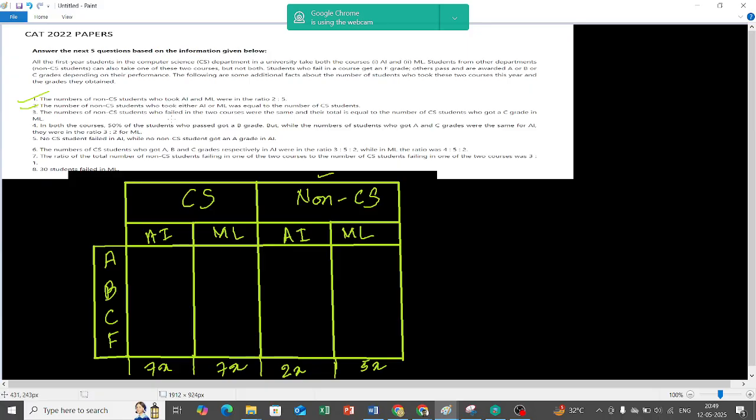Now see, the number of non-CS students who failed in the two courses were the same. So that means, say if this is A, this is also A, right? That is what this information says. The number of non-CS students who failed in the two courses, AI and ML, were the same, so A and A, and their total, A plus A is 2A, is equal to the number of CS students who got a C grade in ML.